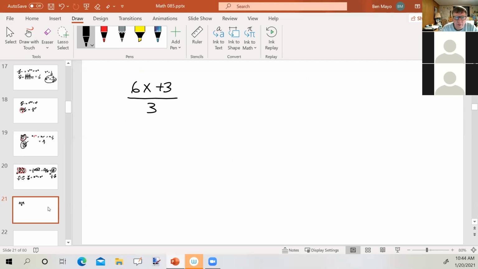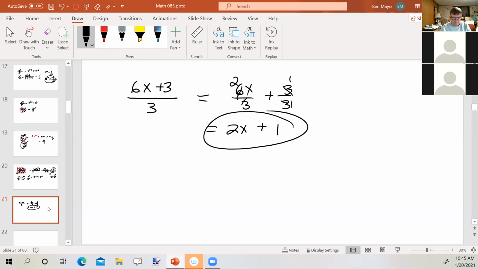What we're going to do in this case, when the divisor, the denominator of the fraction, is a monomial, we're going to take each term in the numerator and divide it by the denominator. So we're going to split it up into separate fractions. Then we're going to go back and simplify each fraction if possible. So 6 over 3 would be 2. So this is going to be 2x. And 3 over 3 is 1. So your final answer, 2x plus 1.